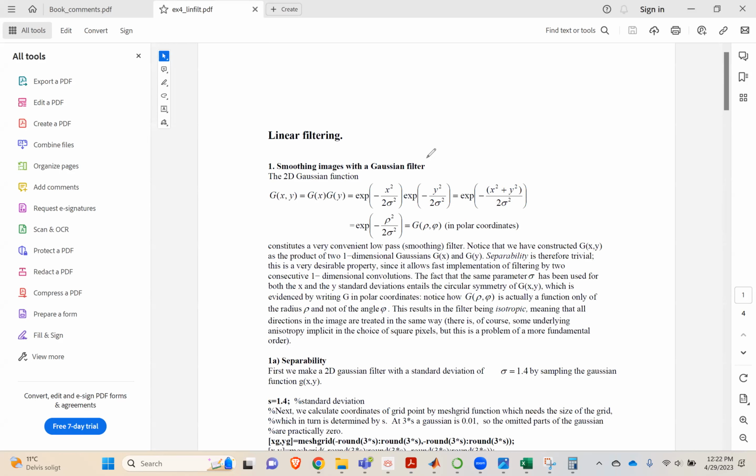See, now we have a filter like this. Actually, this filter is constructed from two 1D filters. To make a 2D Gaussian, we need to multiply two 1D Gaussians and we can make it. This is the only way we can make it. So always, the 2D Gaussian, the Mexican hat, we can separate into two 1D Gaussians.